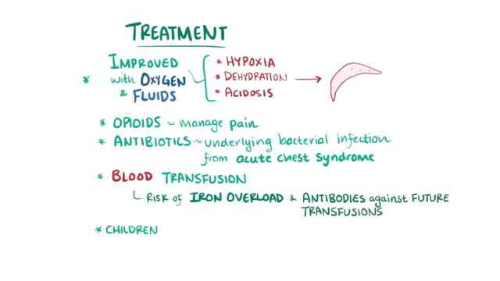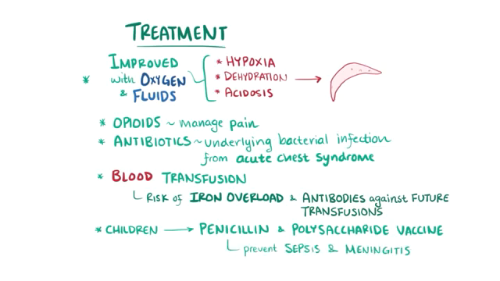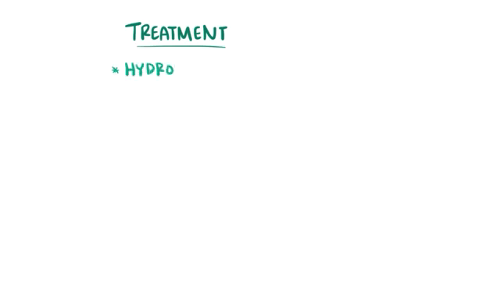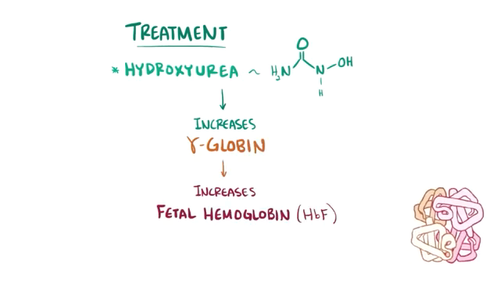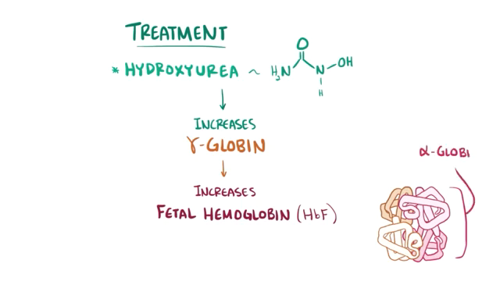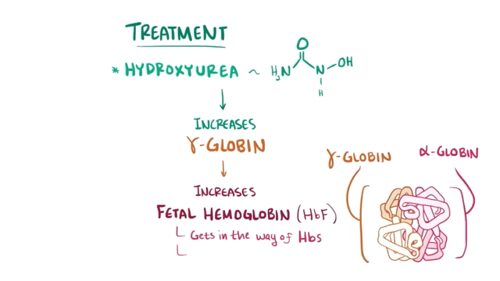Finally, children with sickle cell typically get prophylaxis with penicillin and an additional polysaccharide vaccine against Streptococcus pneumoniae to help prevent sepsis and meningitis with encapsulated bacteria. Another preventative medicine is hydroxyurea, which works by increasing the amount of gamma globin, which results in more fetal hemoglobin, or HbF. Fetal hemoglobin is made up of 2 alpha and 2 gamma globin chains, so it does not include the mutated beta globins.